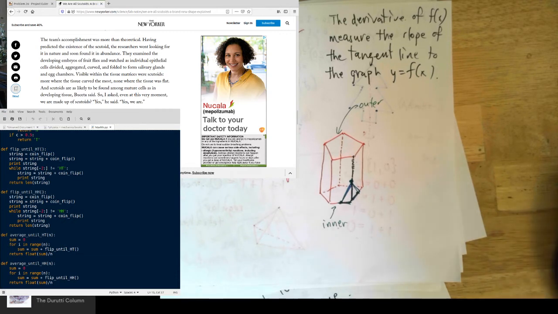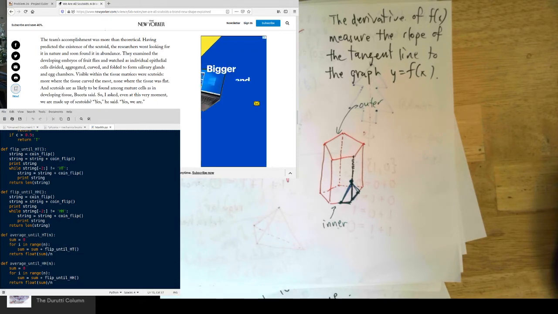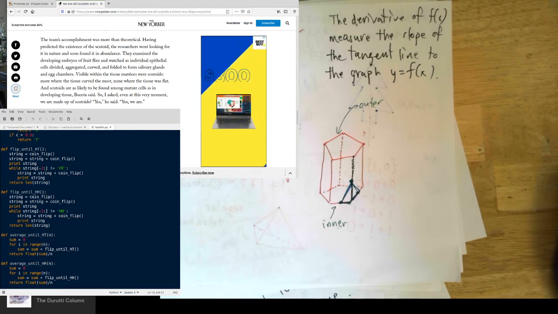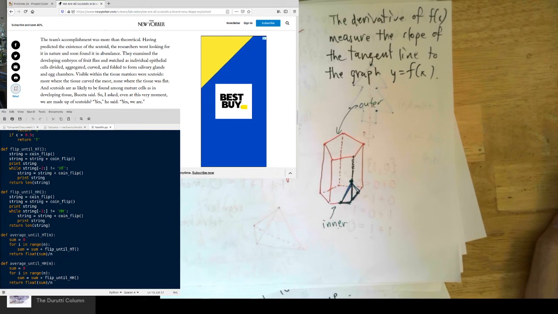Having predicted the existence of the scutoid, the researchers went looking for it in nature and soon found it in abundance. They examined the developing embryos of fruit flies and watched as individual epithelial cells divided, aggregated, curved, and folded to form salivary glands and egg chambers. Visible within the tissue matrices were scutoids, more where the tissue curved most, none where the tissue was flat. And scutoids are as likely to be found among mature cells as in developing tissue. So I asked, even at this very moment, are we made of scutoids? Yes, he said. Yes, we are.